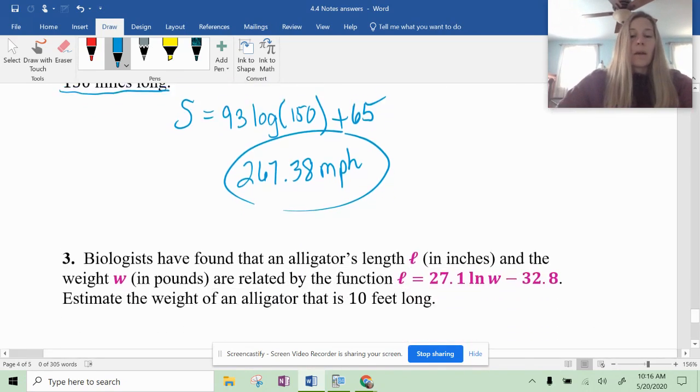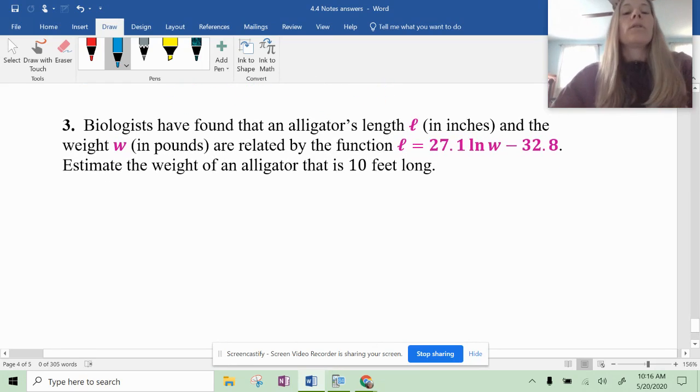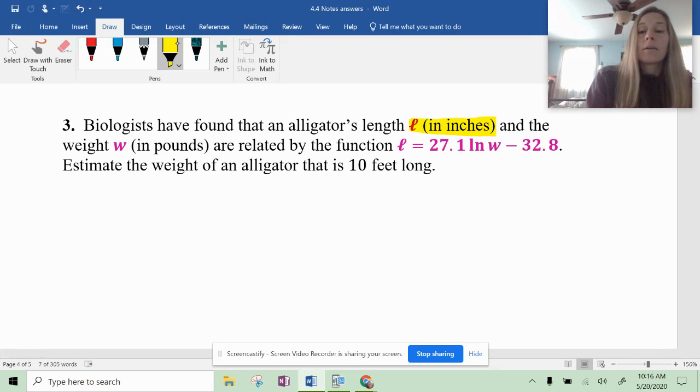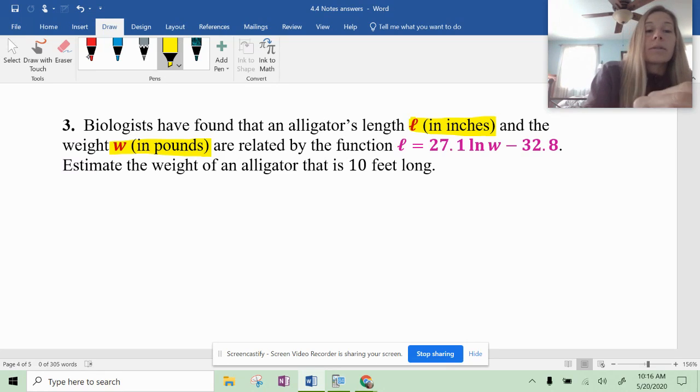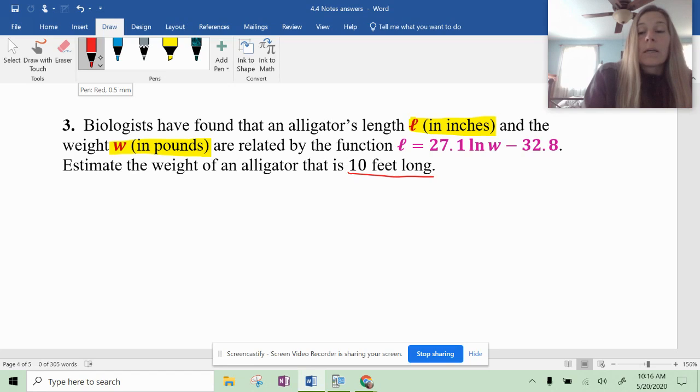Okay, and then now finally the third one. Biologists have found that an alligator's length in inches and the weight in pounds are related by this function. Estimate the weight of an alligator that is 10 feet long. So normally you'd say, oh, I'm just going to enter in the 10, except that it's in feet, but they're saying it's in inches. So 10 feet is 120 inches. So just be careful. Sometimes they try to trick you with that stuff.